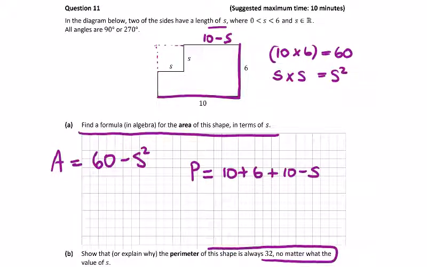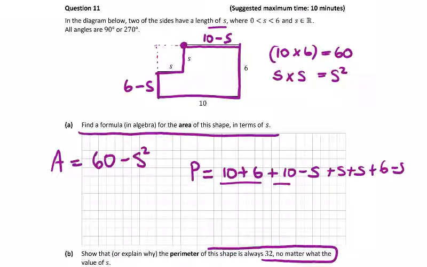So let me just move this out. So we're going perimeter, we're going in this direction. We've included 10 minus S, so we have to add this S and this S. So plus S plus S. And then the last bit of the perimeter is this guy, which is 6 minus S. So plus 6 minus S. So we're going to get 10 and 6 and 10 and 6. We're going to get 20 and 12, 32.